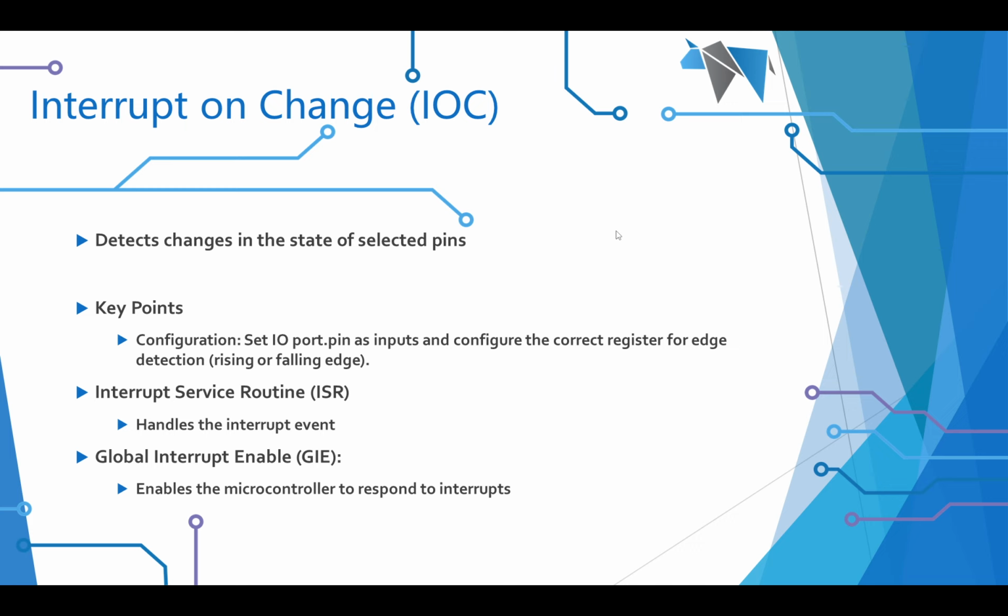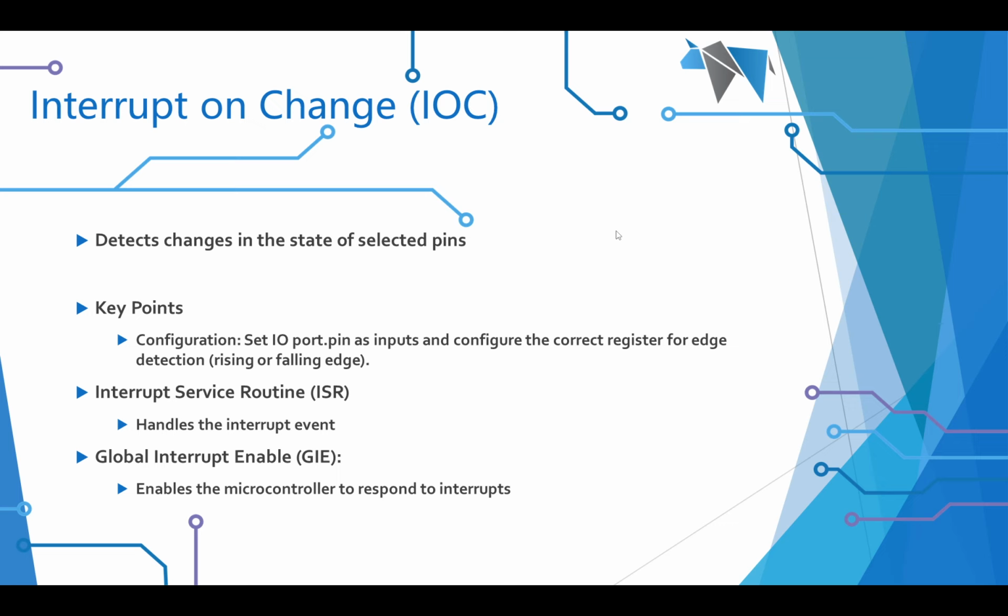So interrupt on change is the one that we're going to primarily use, and it detects the change of state of a pin, and it does that in hardware. What it does, you set the configuration as an input, you configure a register for the edge. So do you want it to be rising or falling edge or both? And you have to set a register. Then you must have this ISR. And generally you set up the global interrupt enable to make sure it all works.